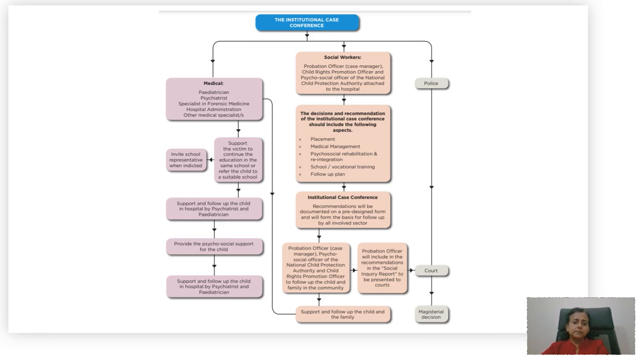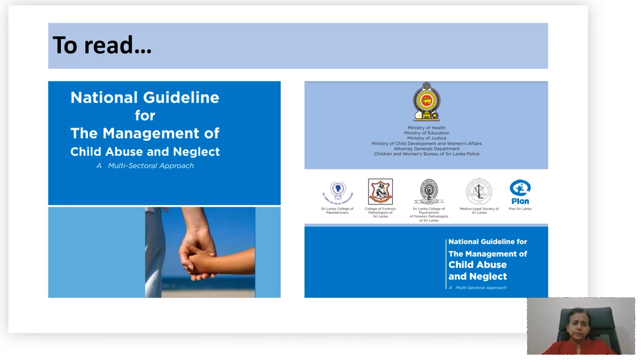And then the third is the police, the courts and the magistrate system, the legal side, where it is a punishable offense. So you have to make sure that they are also handled properly. These are the guidelines I thought you should know. It is a multisectoral approach.